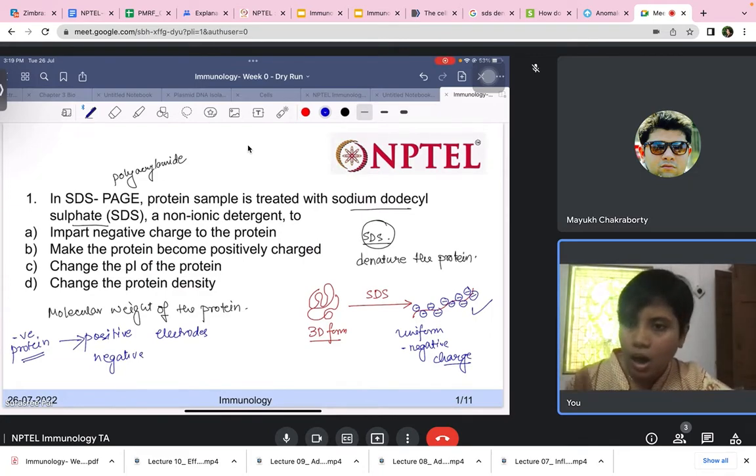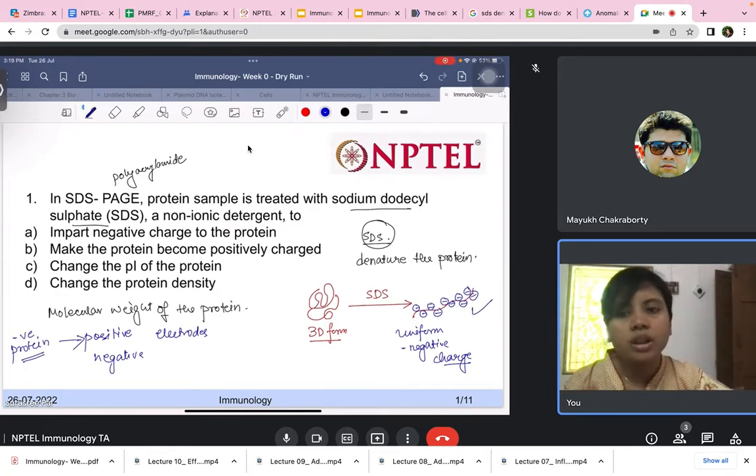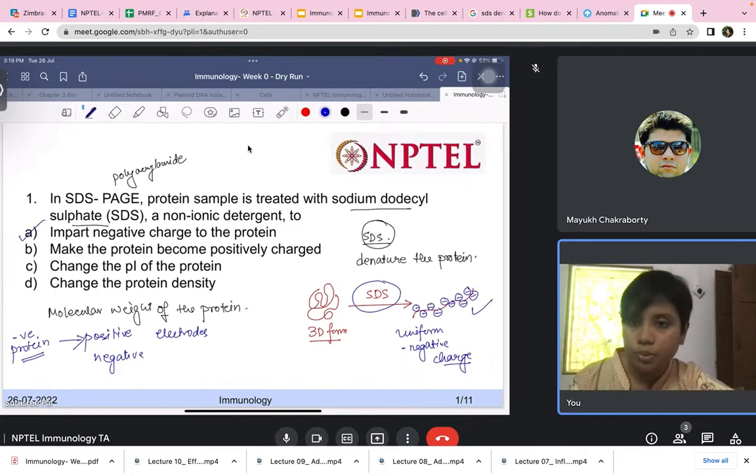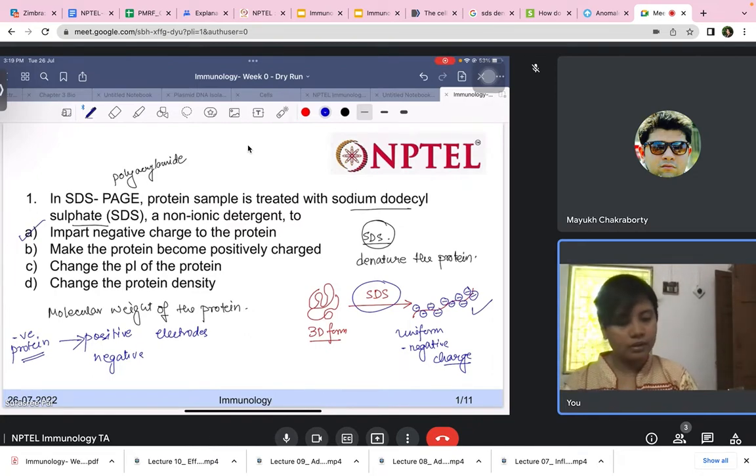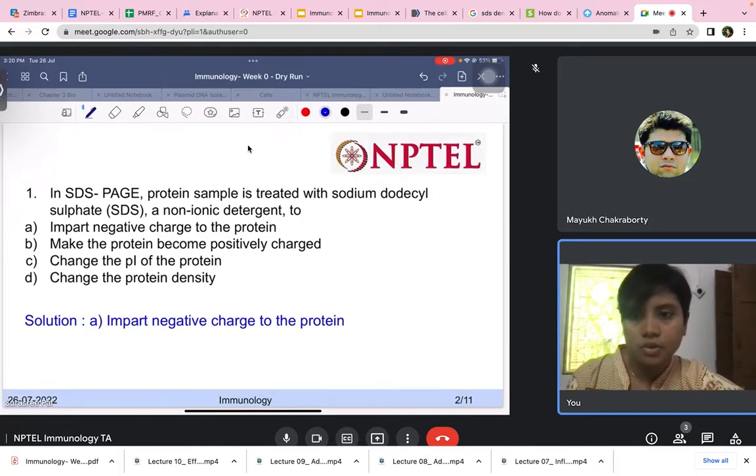So negatively charged protein molecules will move towards the positively charged electrode by the application of electric voltage, and that is how we run the protein molecules in the gel. How far they will migrate will be determined by their molecular weight. So the use of SDS here, we can see, is that it not only denatures the protein molecule, but also uniformly imparts negative charge to the protein. So you can guess option A, impart negative charge to the protein, is the right solution here. SDS imparts negative charge to the protein.